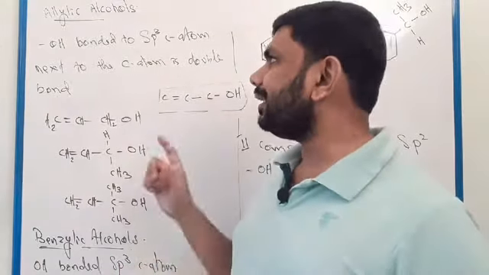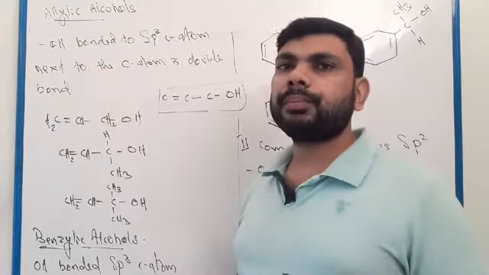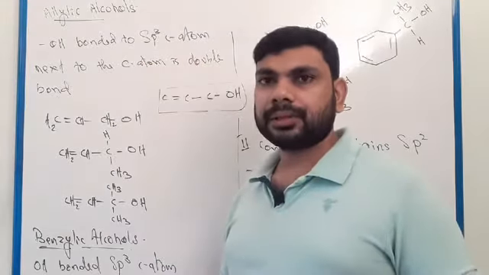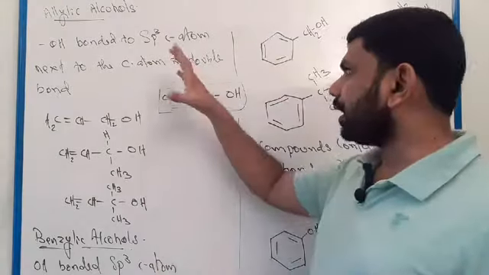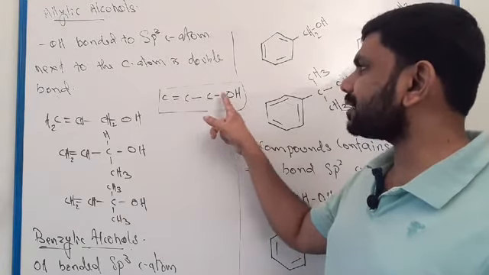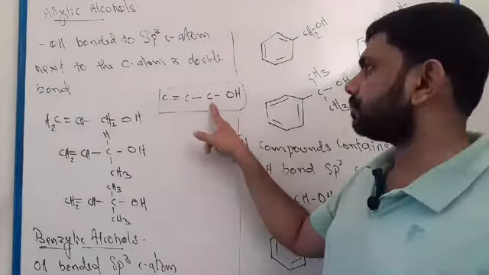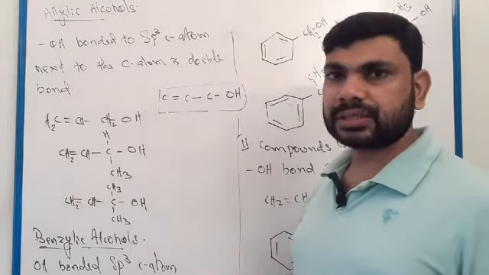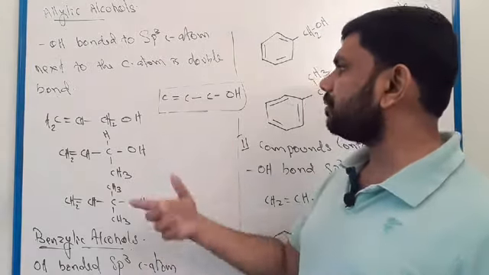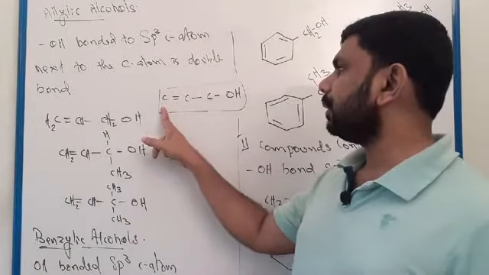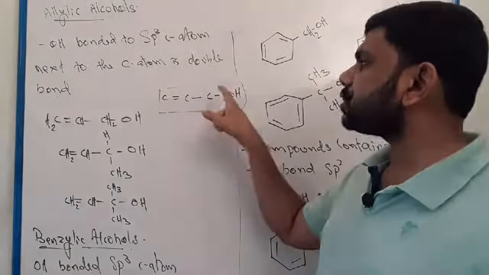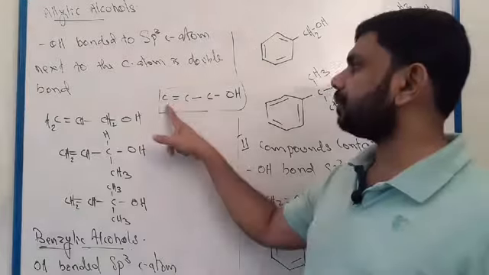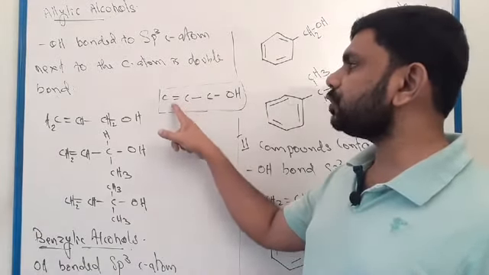Allylic alcohol. Allylic alcohol means here also the OH functional group is attached to an sp3 hybridized carbon atom. Here in this compound, allylic alcohol, the OH group is attached to an sp3 hybridized carbon atom, but next to a carbon-carbon double bond. This is the difference. Compared to the previous one, where all are single bonds, here OH is attached to an sp3 hybridized carbon atom next to a carbon-carbon double bond, or next to sp2 hybridization.